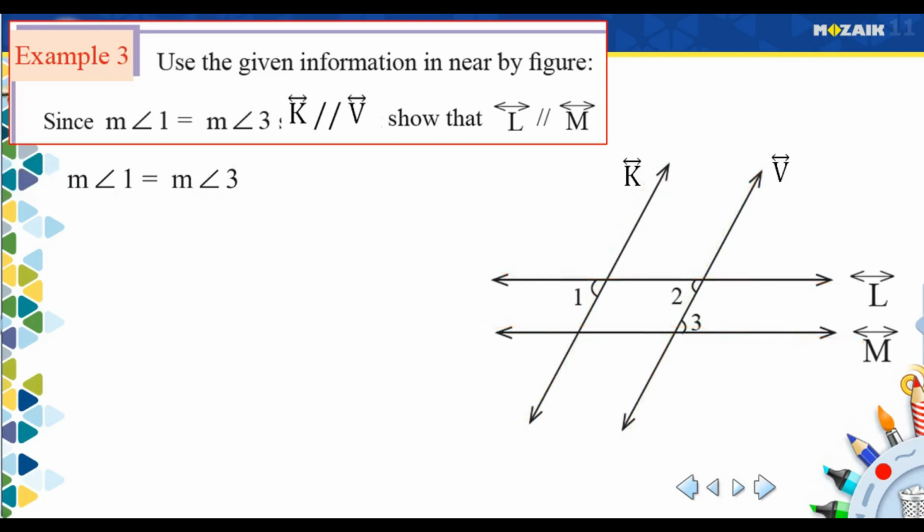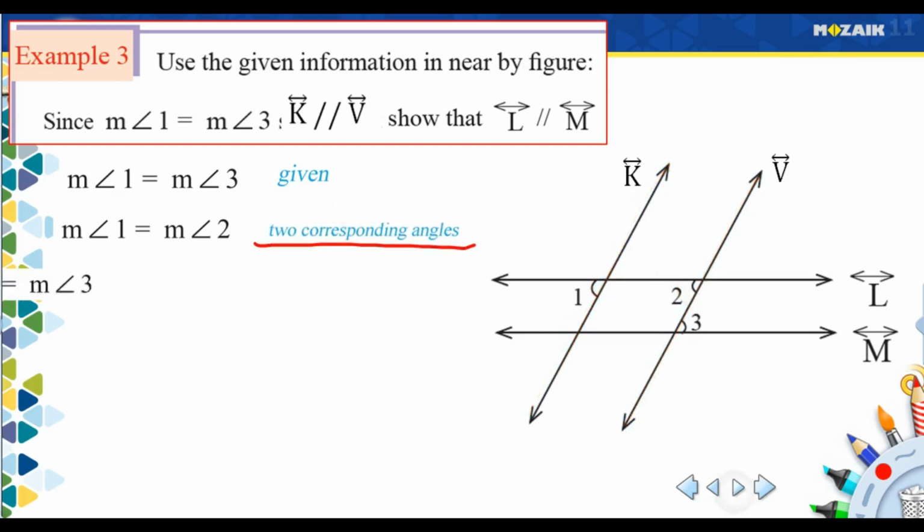Look at measure angle 1 equals measure angle 3. That is given. Measure angle 1 equals measure angle 2. Why? Because of corresponding angles, because line K is parallel to line V. That means angle 1 equals angle 2 because they are corresponding angles.